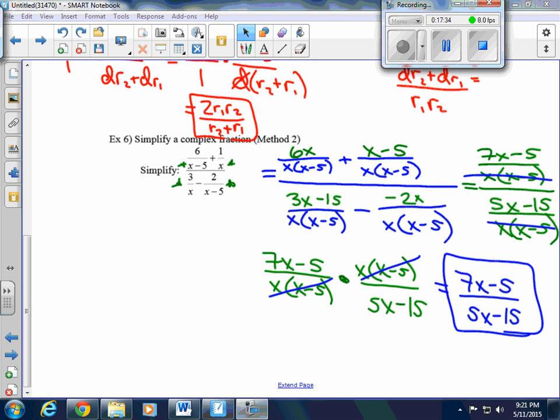I actually need to jump back up here. I have 2 negative signs here. This should have been a positive sign there, which should have made this one just an x. So our answer would be 7x minus 5 over x minus 15.